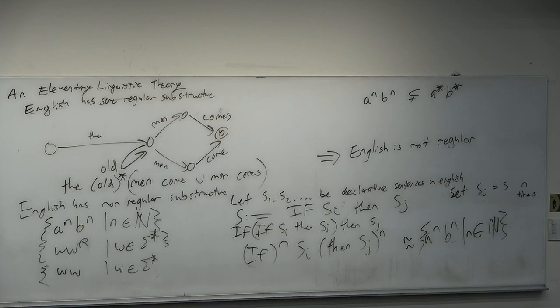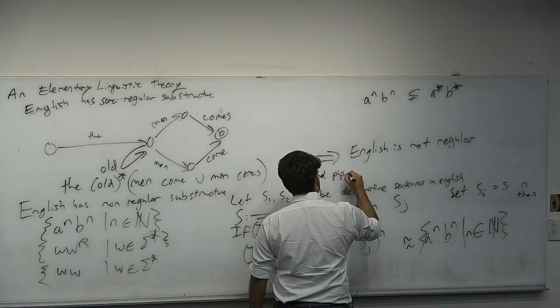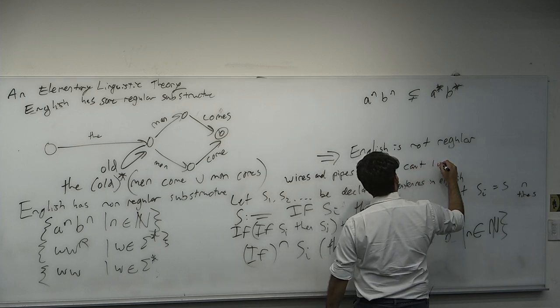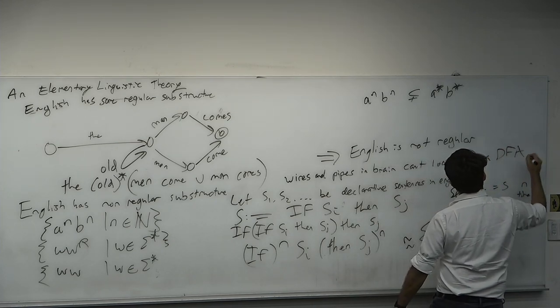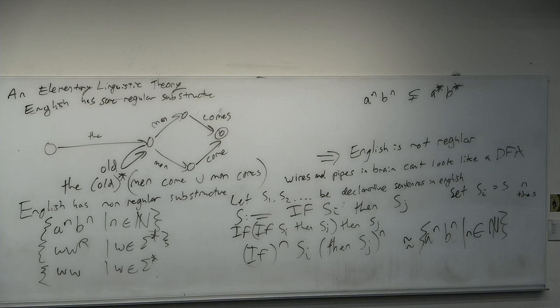There's a final corollary we can take from this theorem. English is not regular, but you and I have the ability to distinguish the grammatical from the ungrammatical. Somehow the wires and pipes in our brain cannot look like a DFA. Would you agree? Whatever way the neurons are connected or organized, they can't look too much like a DFA, at least as far as language acquisition goes. You have the ability of decision making, grammatical from ungrammatical. Whatever that looks like physiologically, it doesn't look like a DFA, right? Here's a substructure of English, then, that that piece of your brain would fail to understand. Questions on this?